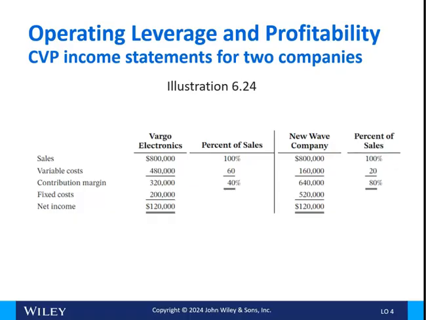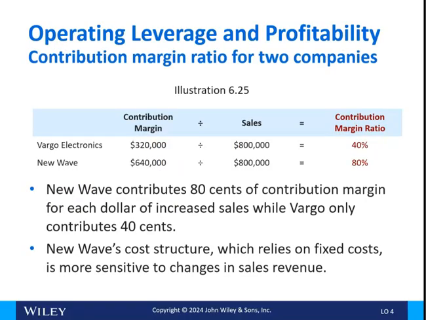New Wave has significantly higher fixed costs, so $320,000 more than Vargo, at $520,000 versus Vargo at $200,000, gives us the same net income. So we have the same sales, same net income, different contribution margins. So let's look at some analysis we can do.